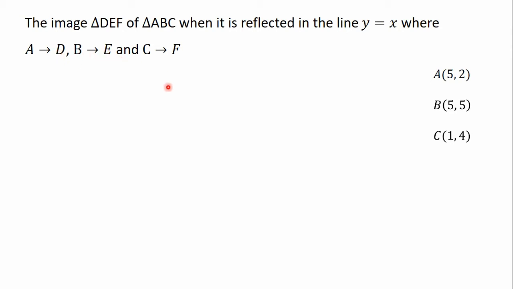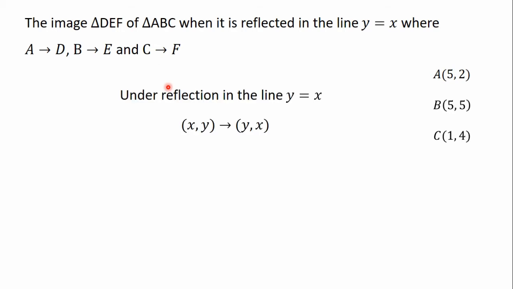In the videos on reflection of a point in the xy plane, we learned that when a point is reflected in the line y is equal to x, the rule of the transformation is (x, y) maps to (y, x). So when we reflect a point in the line y is equal to x, to get the image, the x coordinate of the point will become the y coordinate of the image, and the y coordinate of the point will become the x coordinate of the image. So we are going to use this rule to transform these points to get the image triangle DEF.